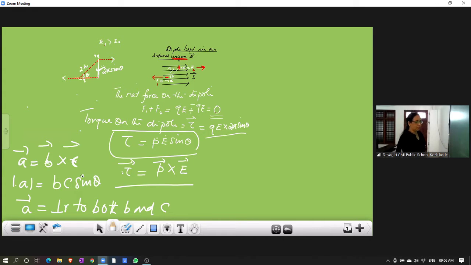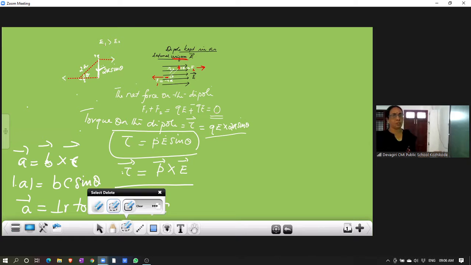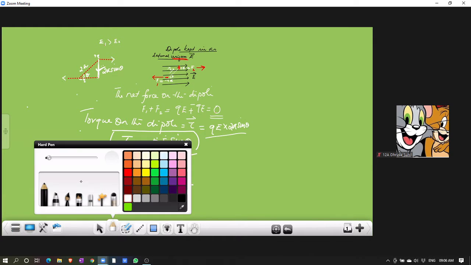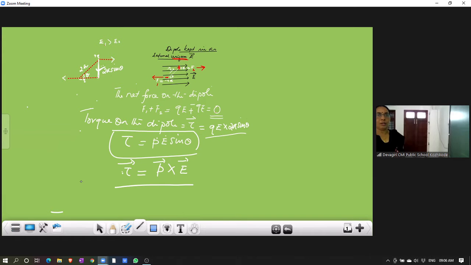What is the meaning of that, students? Suppose I have a vector acting like this and another acting in this way. This is my vector A and this is my vector B. It's not necessary that they should be perpendicular. They can make any angle. And for convenience, I'm taking them like this. Now, what is the direction of the product of them? Not the dot product, the cross product. Let this cross product be A cross B.